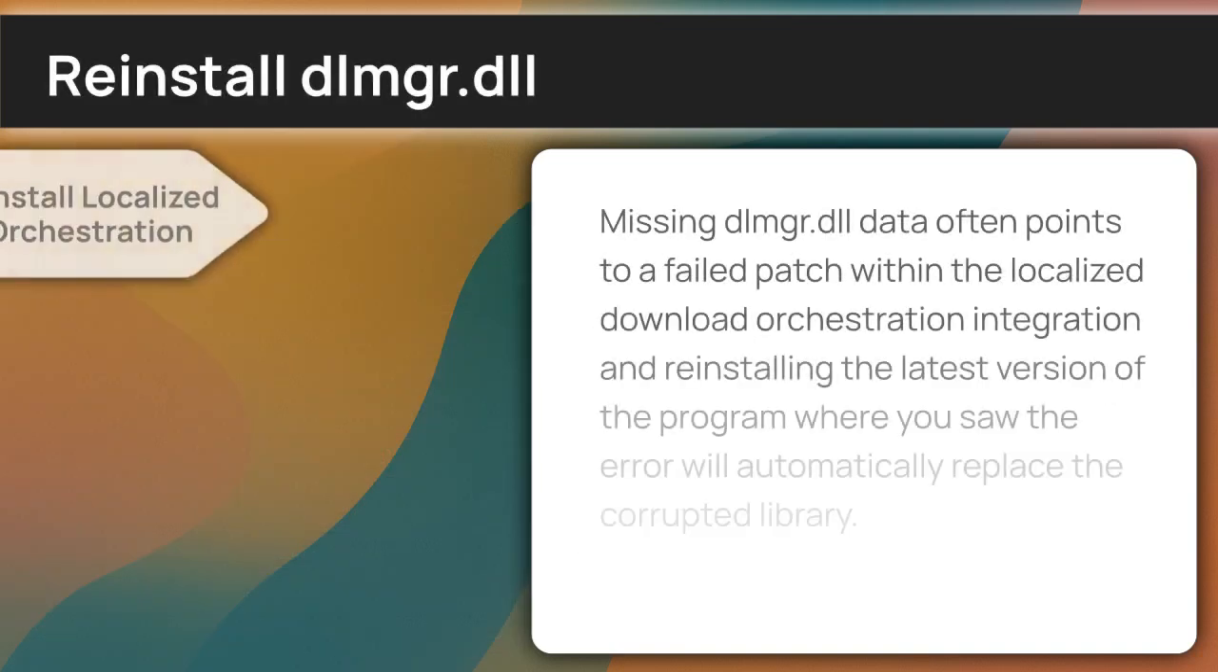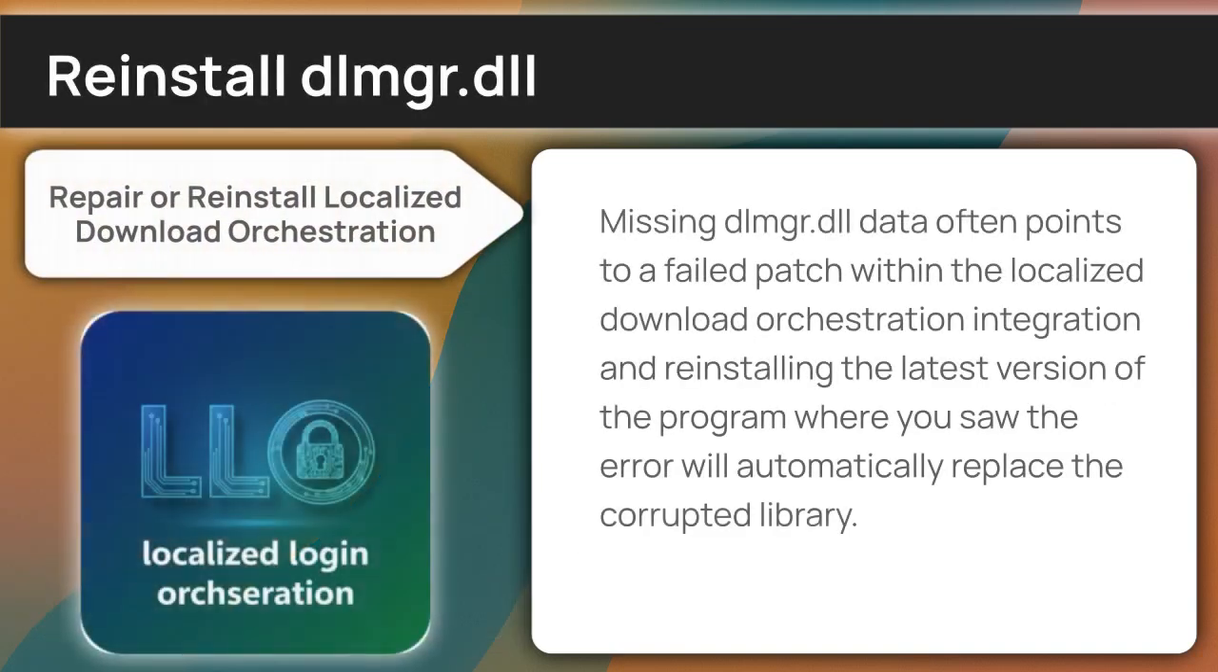Missing Dlmgr library DLL data often points to a failed patch within the localized download orchestration integration, and reinstalling the latest version of the program where you saw the error will automatically replace the corrupted library.